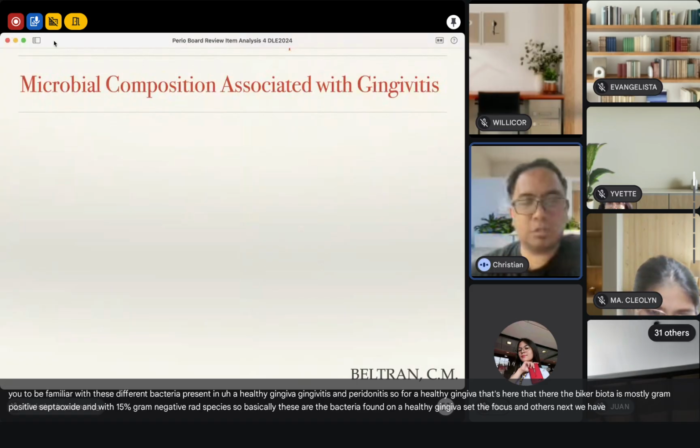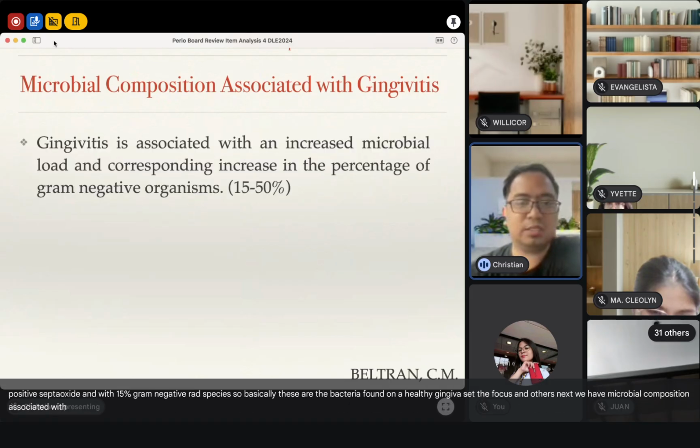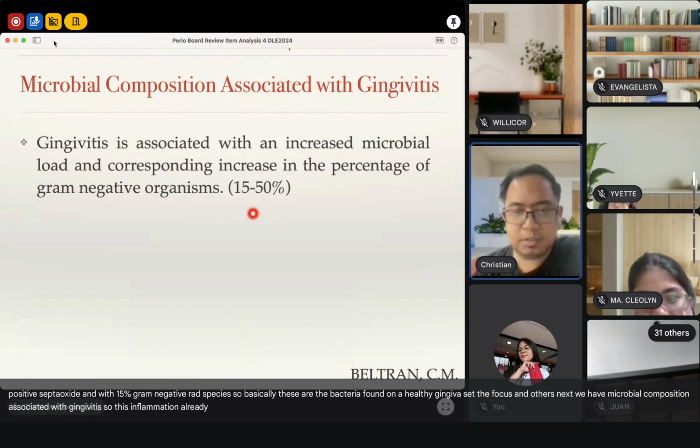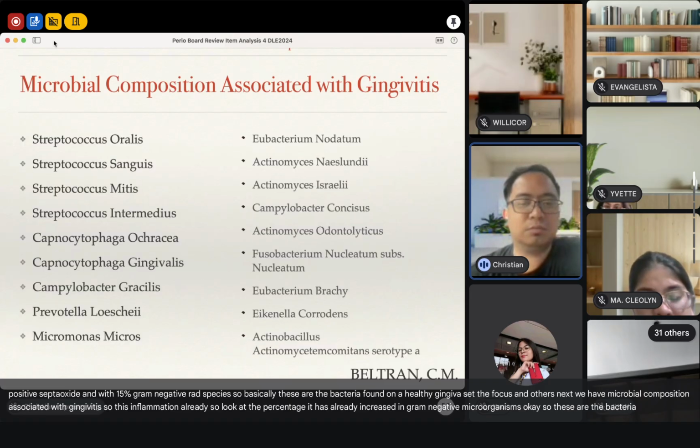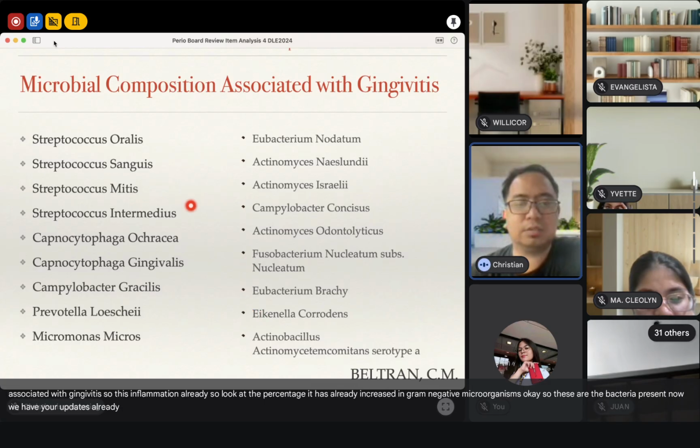Next, we have the microbial composition associated with gingivitis. So there's inflammation already. Look at the percentage. It has already increased, the gram negative microorganisms. Okay, so these are the bacteria present now. You have your Actinobacillus already, okay, and others.